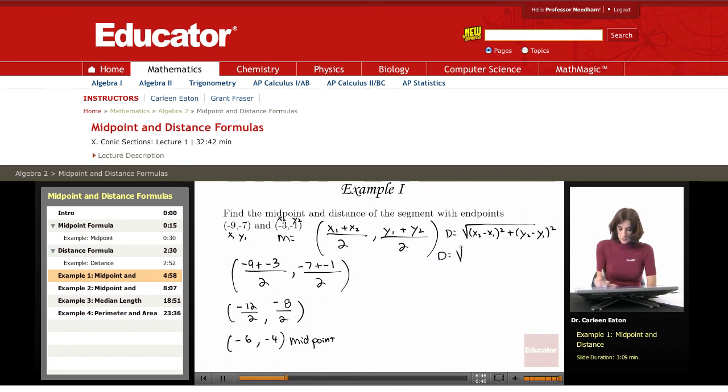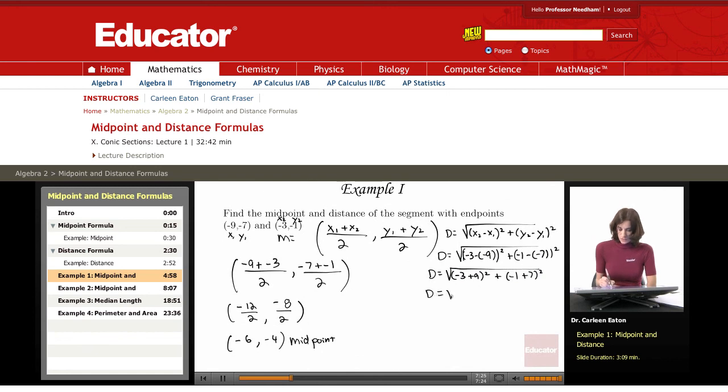So distance equals, so I have x2 as -3, -3 minus -9 squared. So all of this squared plus y2, which is -1, minus -7, and that whole thing squared. This gives me -3. A negative and a negative is a positive, so plus 9 squared, plus -1, and a negative gives me plus 7 squared.